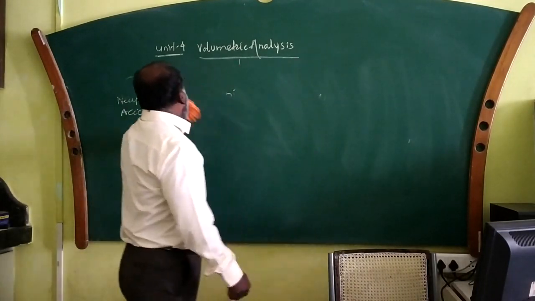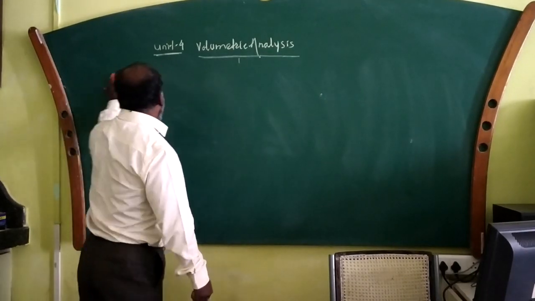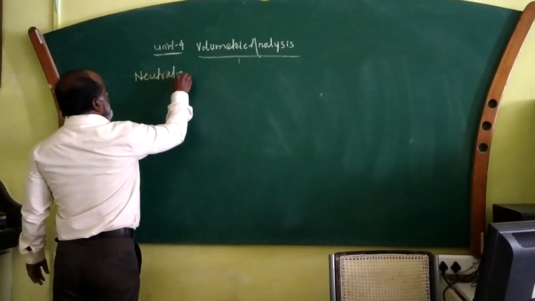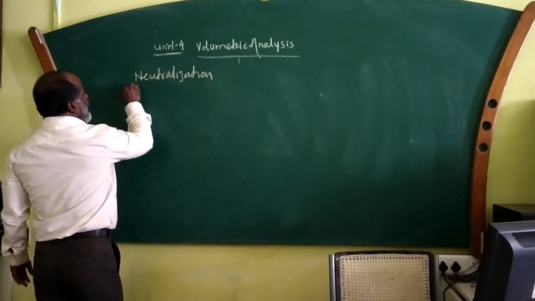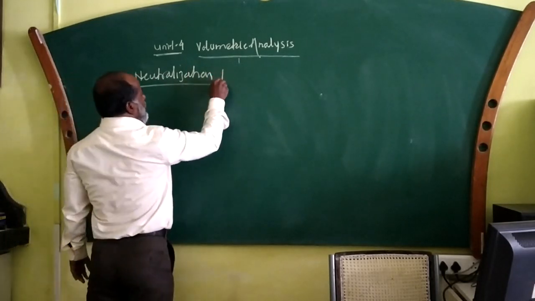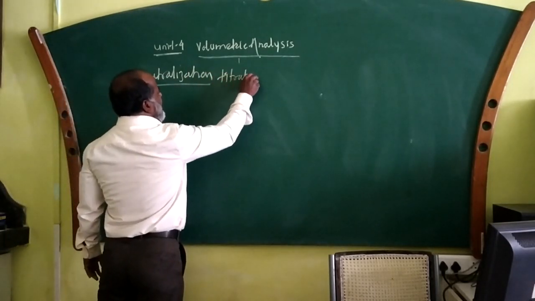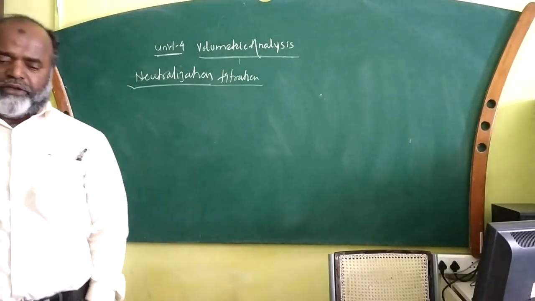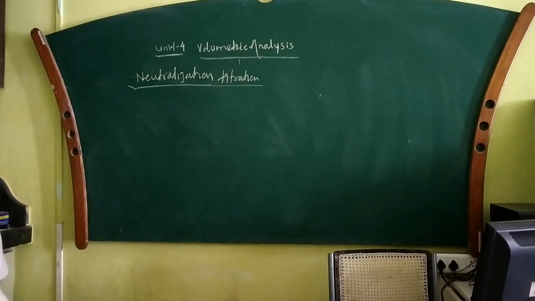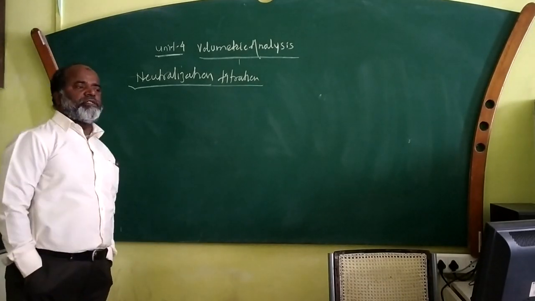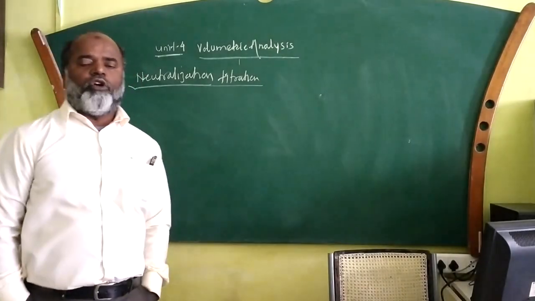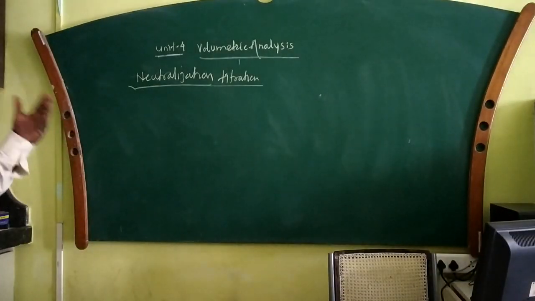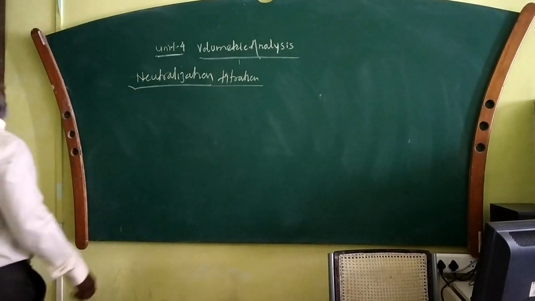First of all, let's start with neutralization titration. Let's see about neutralization titration, or you can call it volumetric analysis, or you can also call it acid-base titration. If somebody is doing neutralization titration or acid-base titration, then you should know how many steps are involved in performing it. So let's see one by one each step.